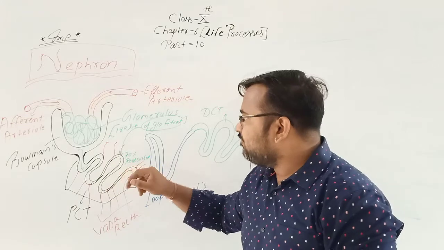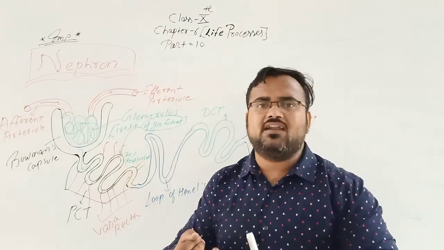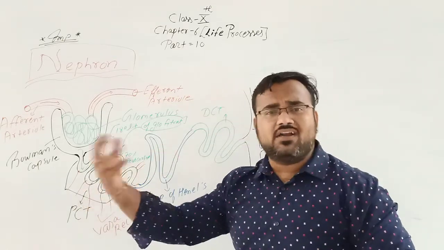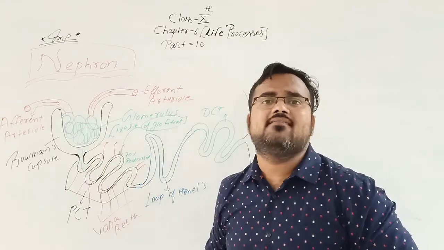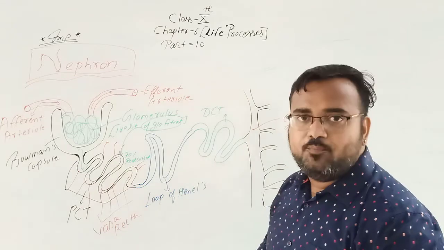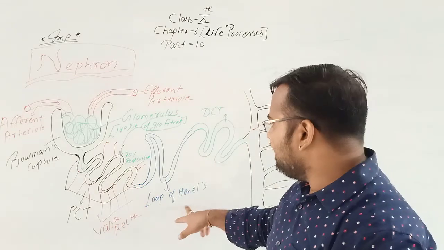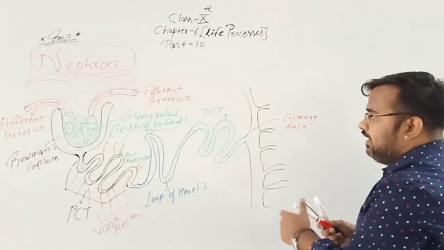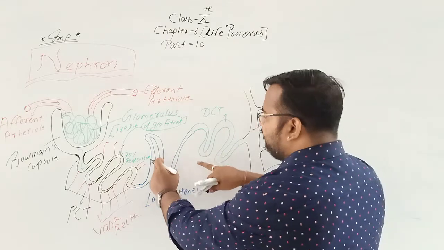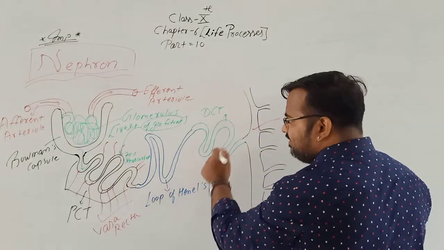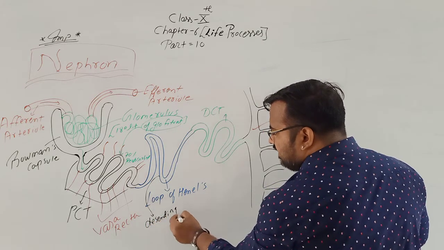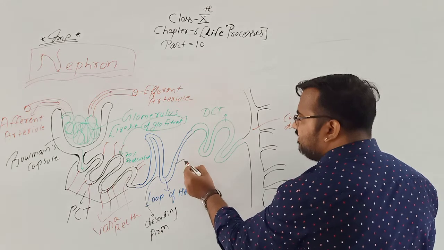Now 70% of the glomerulus filtrate is reabsorbed. That means water, amino acids, minerals, glucose and ions are absorbed in the PCT. And the remaining 30% is transported into the Henle's loop. Now in the Henle's loop, as you can see, there are two arms. First is the descending arm, second is the ascending arm.